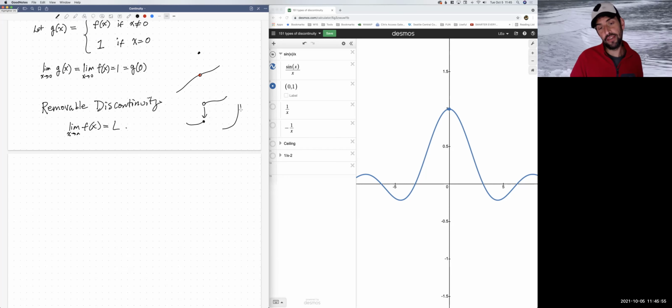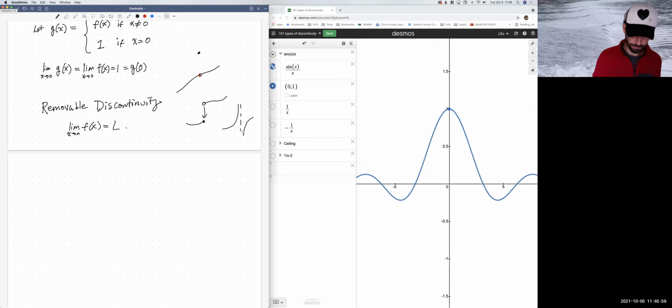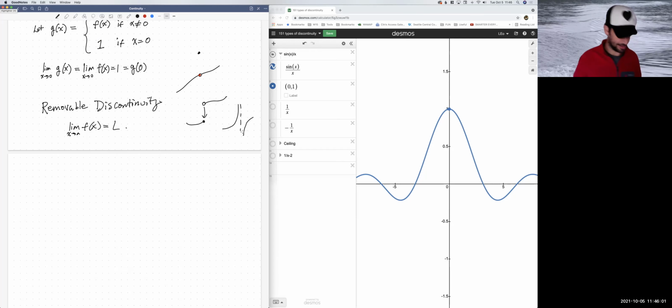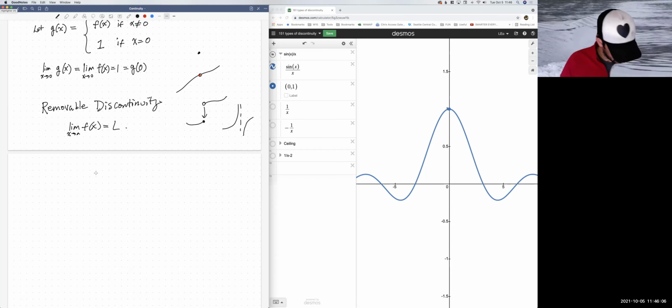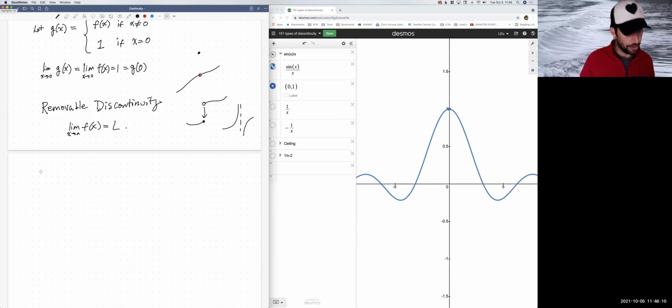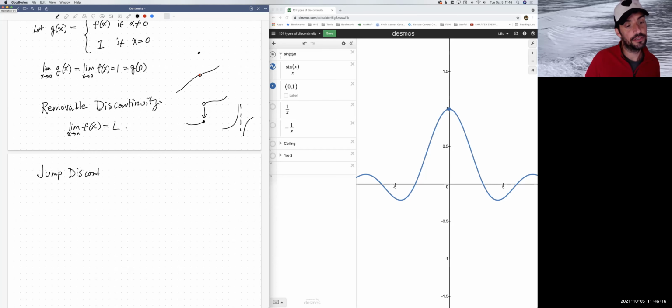Or even worse, when we have an asymptote, how do you fix this? Because they're doing very crazy things there. We have names for those kinds of discontinuities. So let's talk about jump discontinuities.